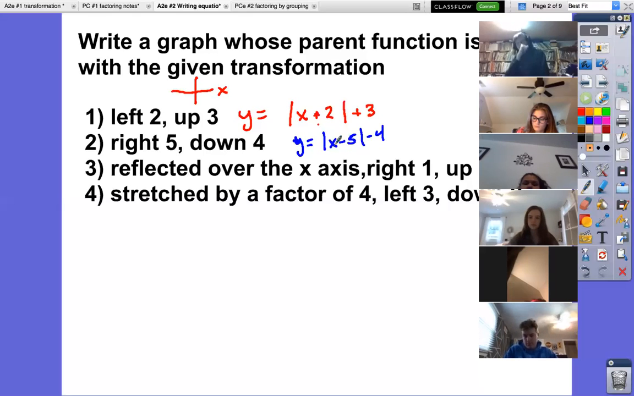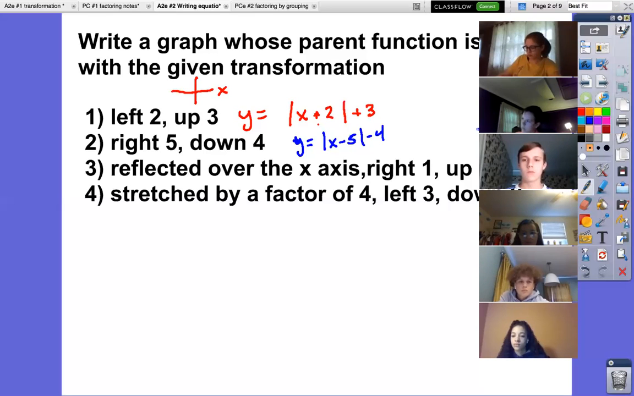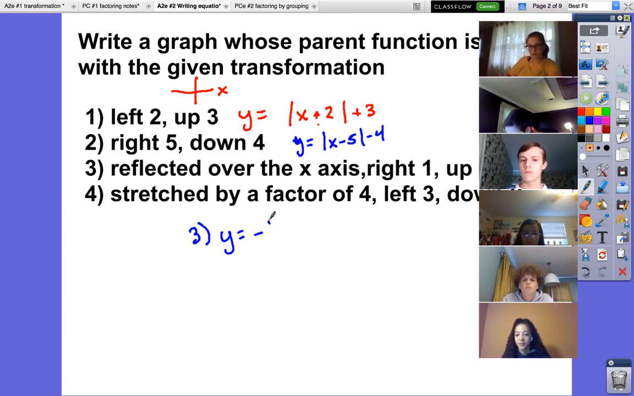All right. Number 3, let me change screens. Let's go with Raylan. Number 3, first of all, reflected over the x-axis, what's that look like? I'm going to put number 3 down here. What's it mean if it's reflected over the x-axis? What do I have to make sure I put? A negative sign or a minus symbol. Exactly. Negative absolute value of x - 1, + 6.